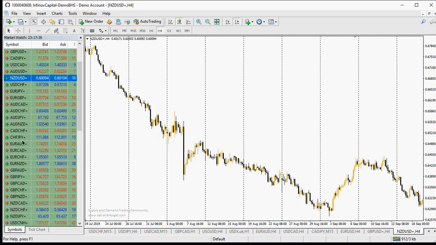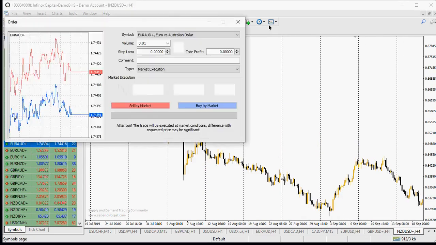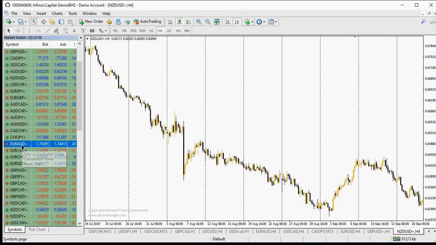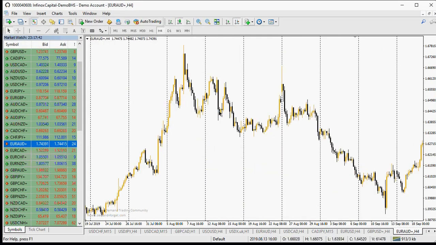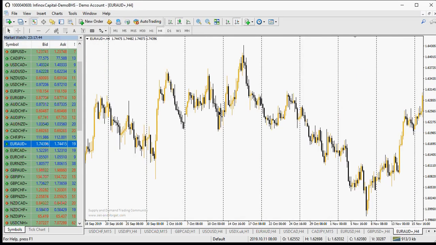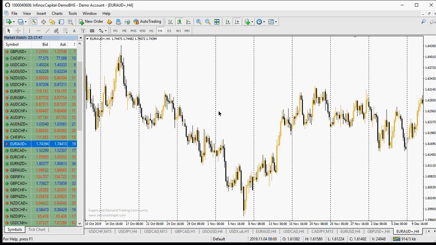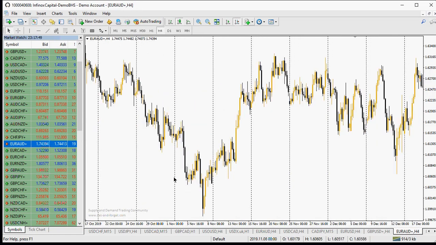Okay, there's a pair that I love a lot. He always gives me head and shoulder many times. Okay, let's look at Euro EUD. Euro EUD loves head and shoulder. Okay, this is more like an inverse head and shoulder.